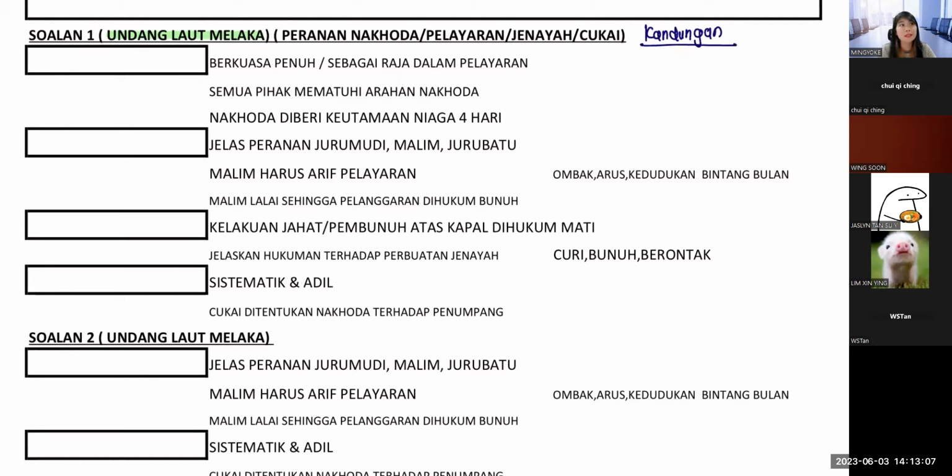Their kandungan is, the first fakta again. Fakta is peranan nakoda. Peranan nakoda is the captain of the ship. The captain. So for the captain, they have full power. Full power. 1 mark. And not only that, he's considered the king of the sail. The sailing king. He's on the sea. The king on the sea.